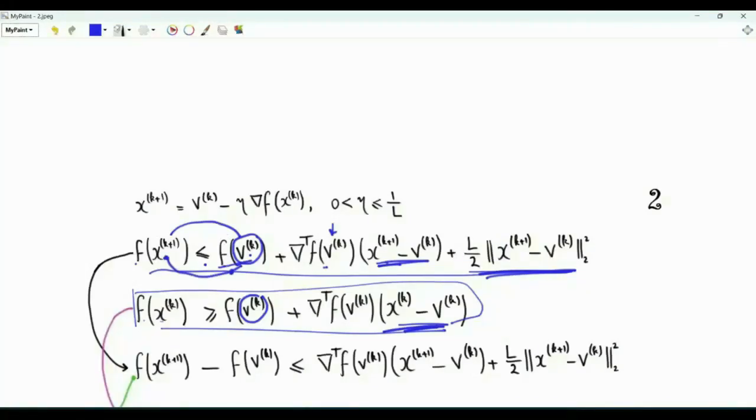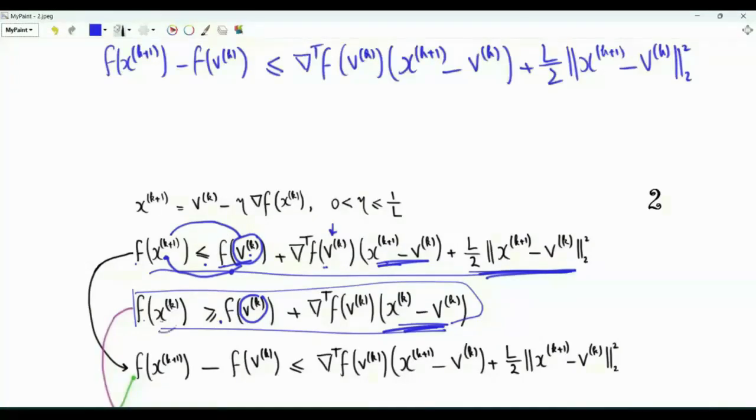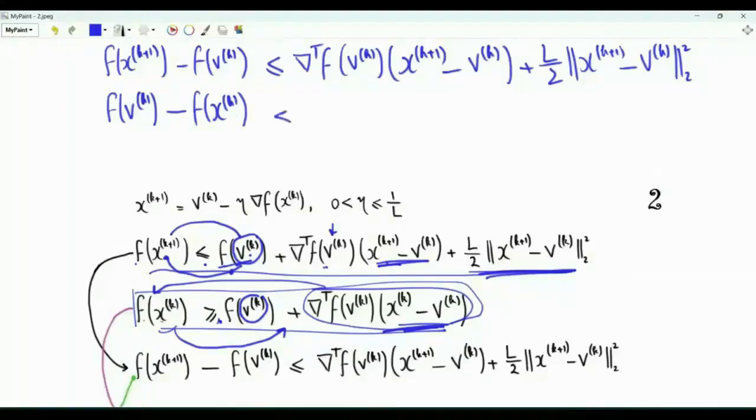Move f of v of k to the left-hand side. We get, regarding this inequality, move f of x of k here and move this term to the other side. We get f of v of k minus f of x of k is less than or equal to the negative of this term. Rather than having a minus sign, I will write the inner product of the gradient vector evaluated at v of k, and I write here v of k minus x of k.